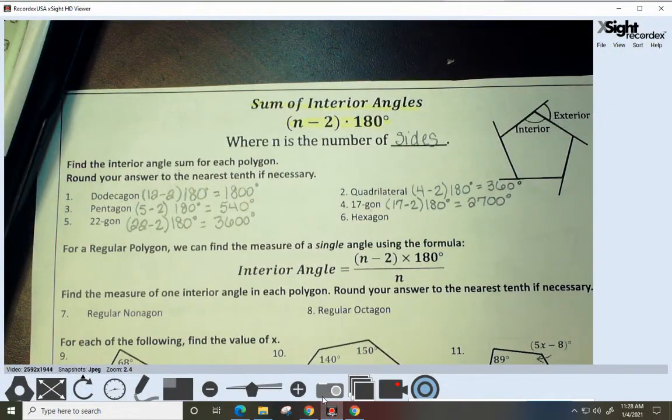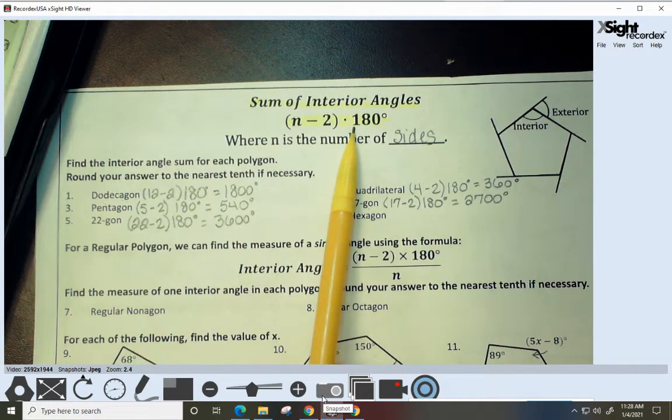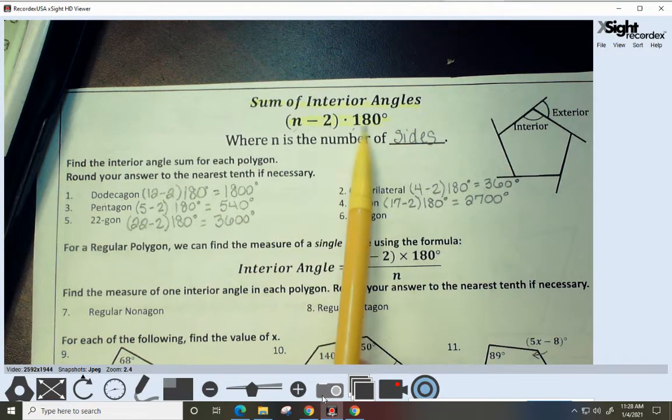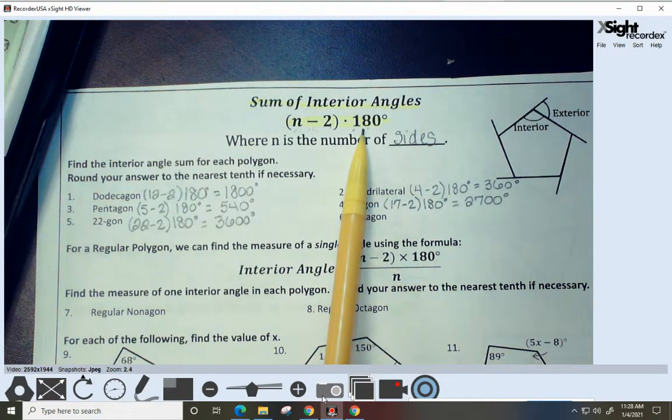All right, today we're going to look at finding the sum of the interior angles. We're using the formula n minus 2, where n is your number of sides. When you take your number of sides and subtract 2, that gives you how many triangles you have. And every triangle has 180 degrees in it.